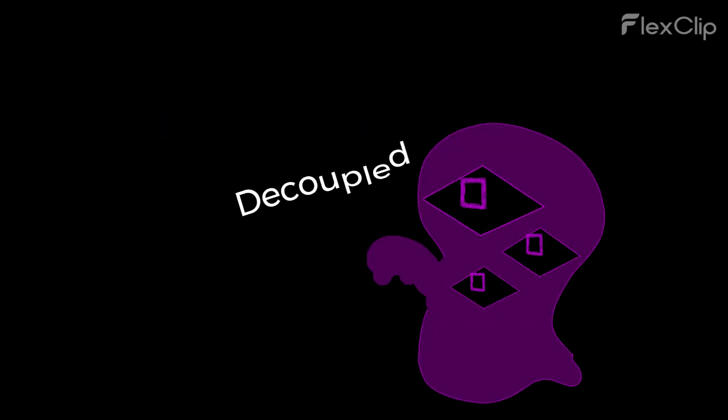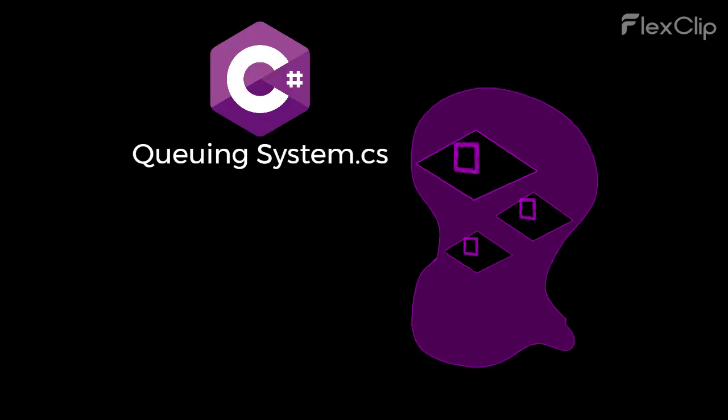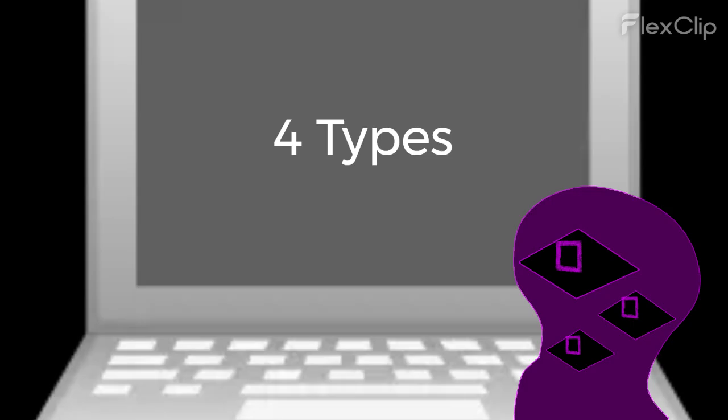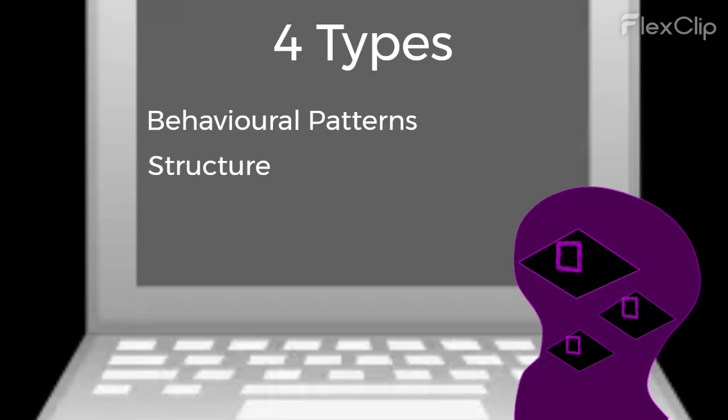On a side note, these scripts are also entirely decoupled from all but the queuing system. Inside these classes are functions that can be publicly called from any other class. I have separated these functions into 4 types, based on matching behavioral patterns and similar programming structure.